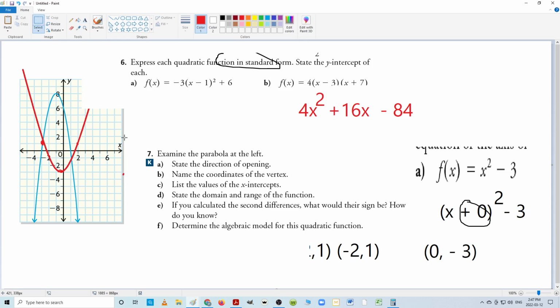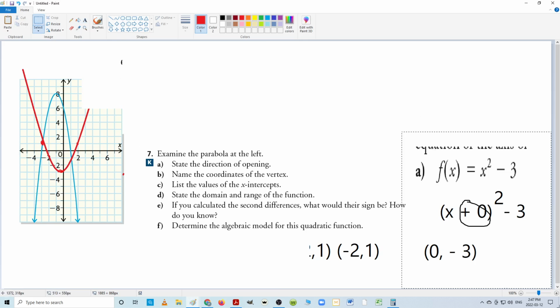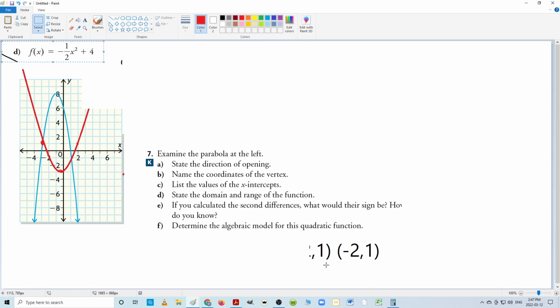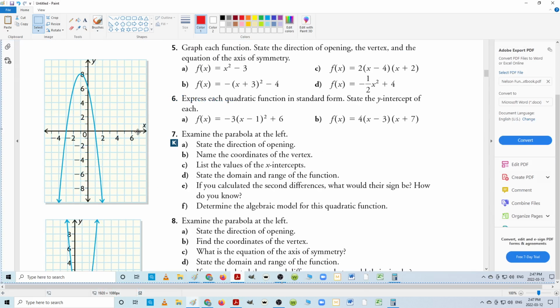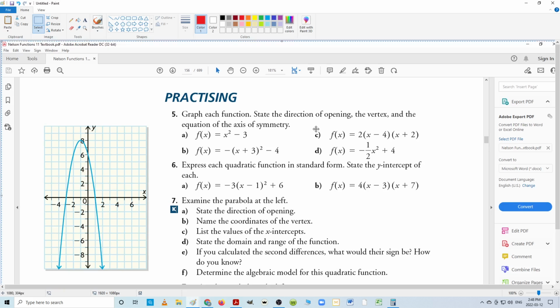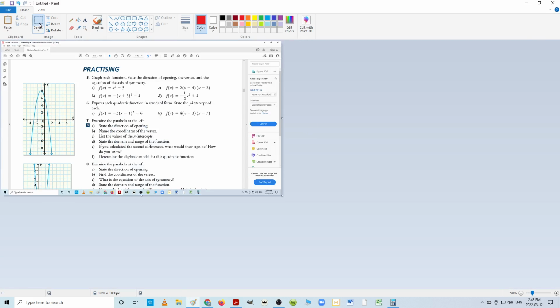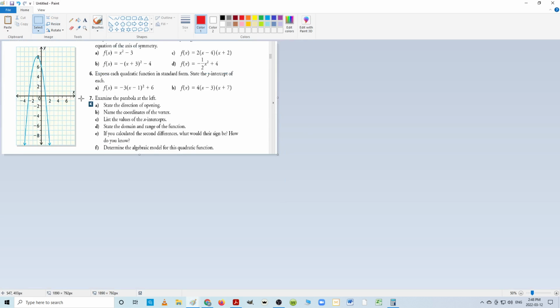To determine the parabola, examine the parabola on the left. Well, I kind of wrote a red thing on it. Let's see if I can just grab it. There we go. Grab it separately. There we go. Get rid of the questions up top.